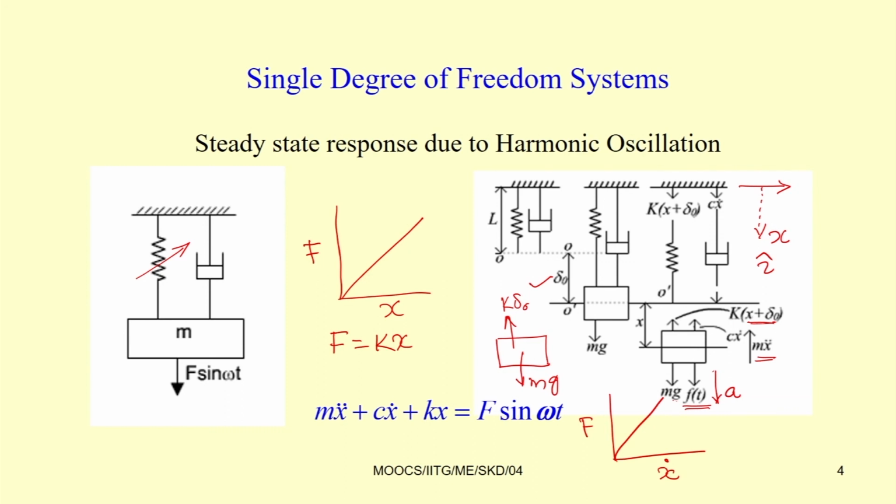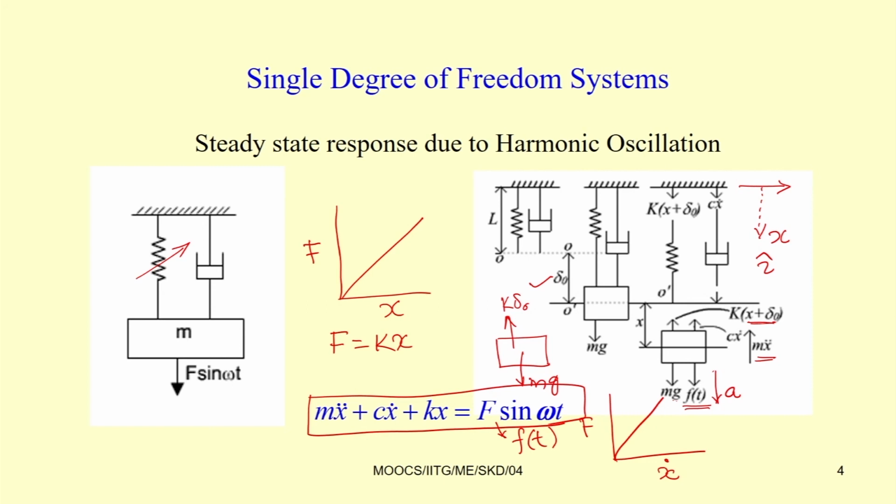Now, you have already seen that mg equals k delta 0. By cancelling that, the equation reduces to m x double dot plus C x dot plus k x equal to Ft. If we write this Ft equal to f sin omega t, then this equation reduces to m x double dot plus C x dot plus k x equal to f sin omega t.